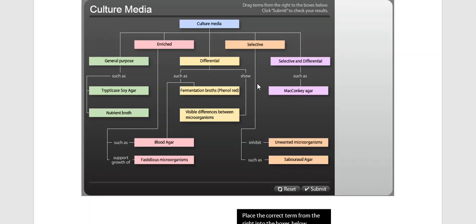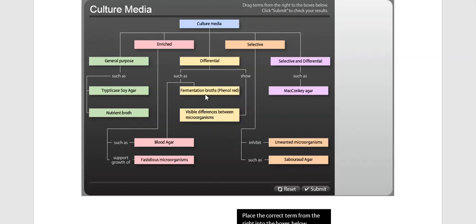So for selective media, they inhibit unwanted microorganisms and encourage the growth of others. Sabouraud agar is an example of that. Differential media is just defined as being able to show visible differences between the microorganisms. An example of differential media would be fermentation broth.